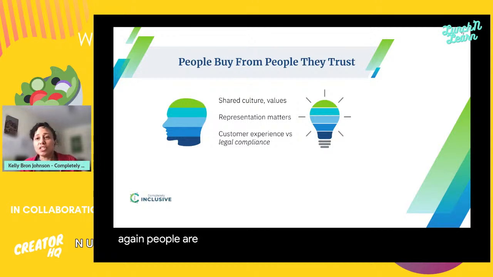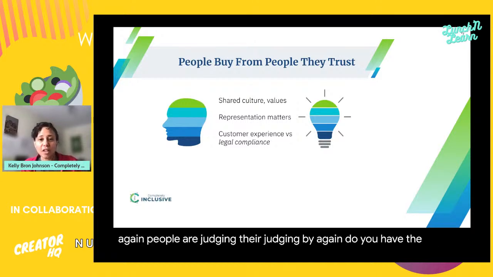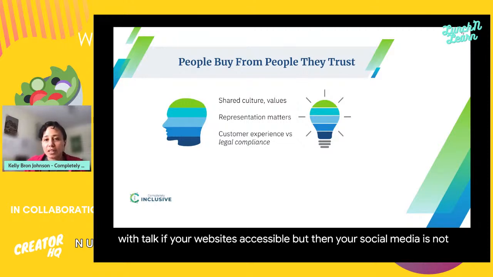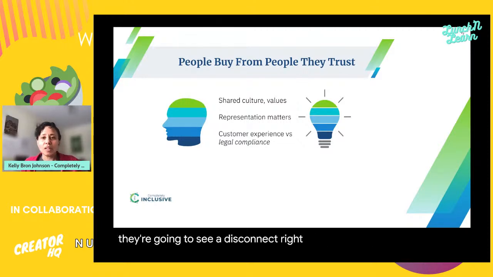And that again, people are judging. They're judging by, again, do you have the shared values? Are you walking the walk? Are you talking the talk? If your website's accessible, but then your social media is not, they're going to see a disconnect, right? Or vice versa. So people are really scrutinizing businesses, I'd say, right now. And it's important that your customer experience and your values are represented more uniformly throughout all the media and marketing that you put out. And so just try to be aware of that.